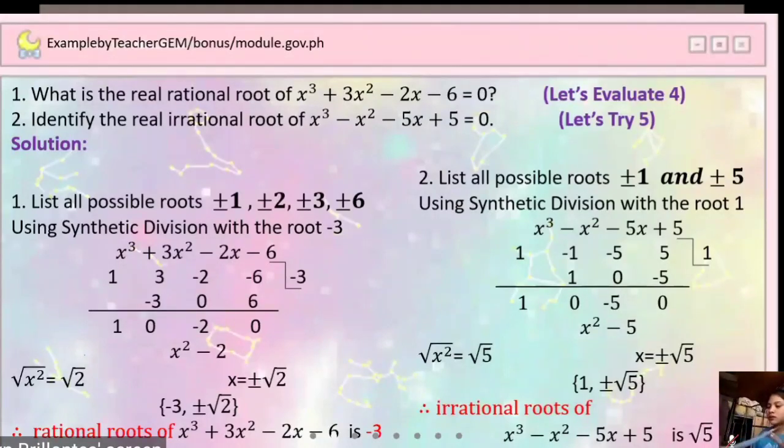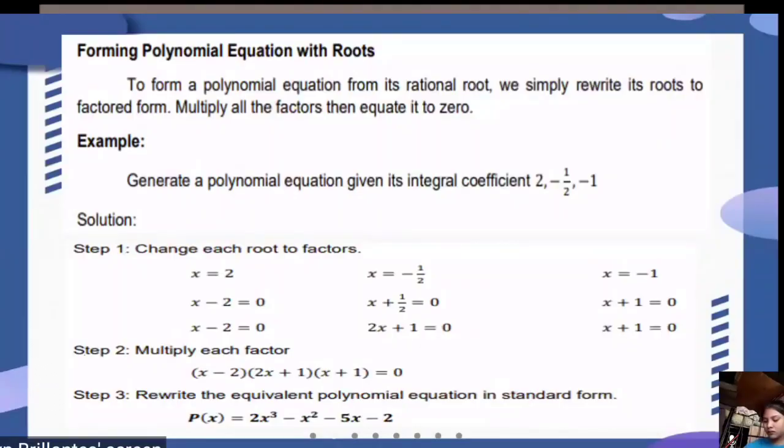So, last topic na natin for this session. Forming a polynomial equation with the roots. So, sabi dito, to form a polynomial equation from its rational root, we simply rewrite its root to factored form. Multiply the factored form and equate it to 0. Kapag meron daw tayong given na integral coefficient 2, next natin negative 1 half, then negative 1, rewrite lang po daw natin siya. So, magkakaroon tayo ng x minus 2, 2x plus 1 is equals to 0, then x plus 1.